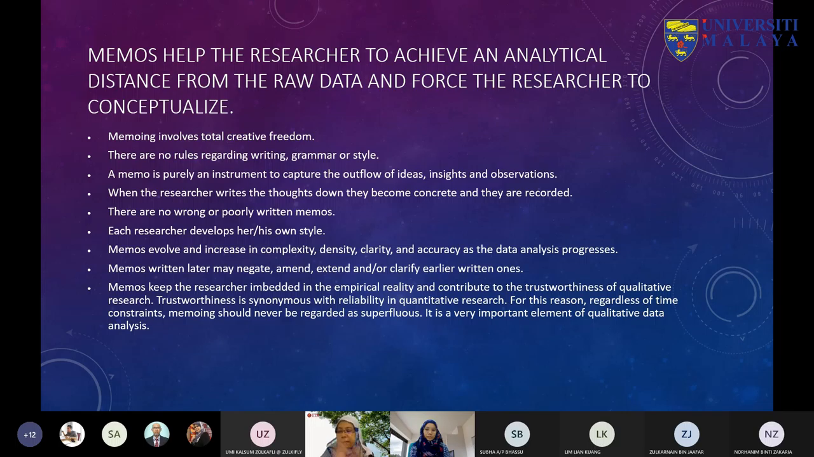Okay, this one you can read yourself. Initial memos later appear rather naive. Okay, so that means you are jotting down or memoing. So no rules, no grammar. It is broken, broken everyday conversation term.